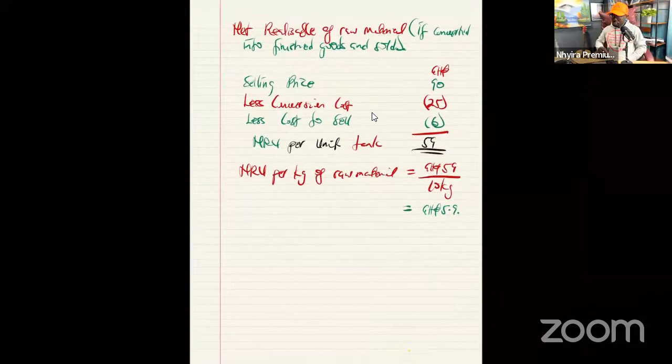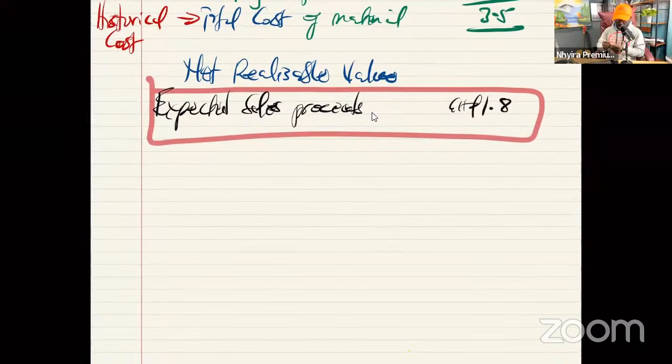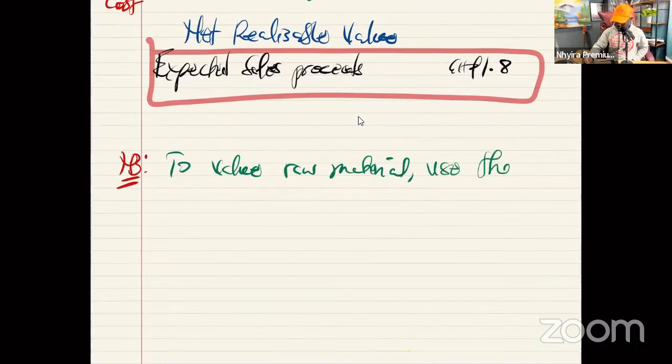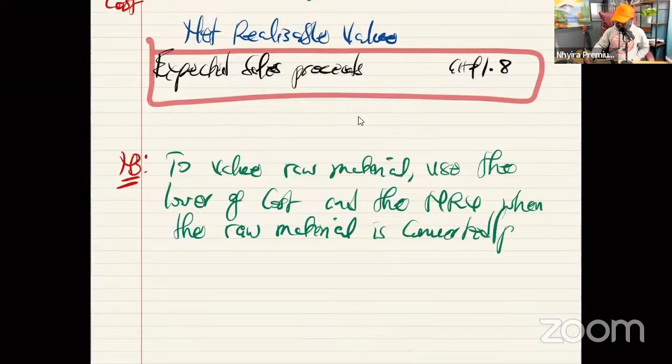So now how do we value raw material when we have a scenario like this? Let me put the rule down for you, then we go away. NB: to value raw material, use the lower of cost and the net realizable value when the raw material is converted or processed into finished goods.